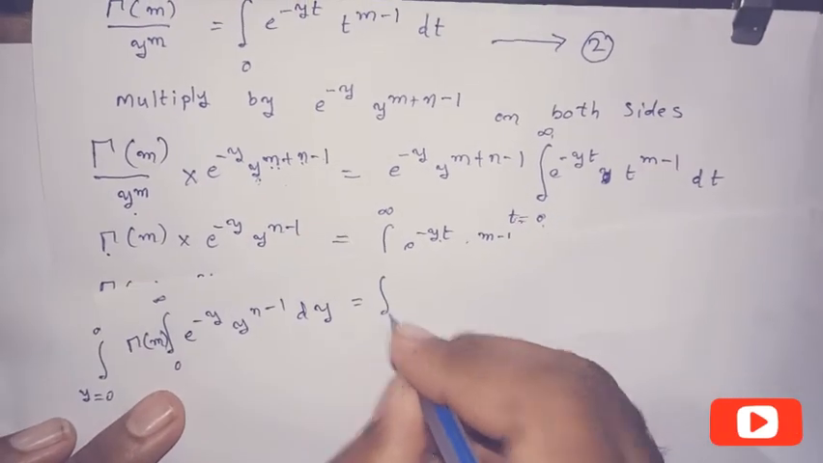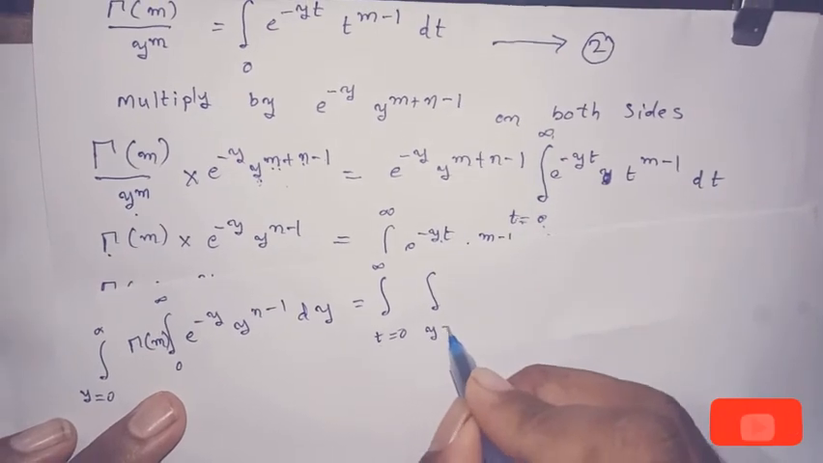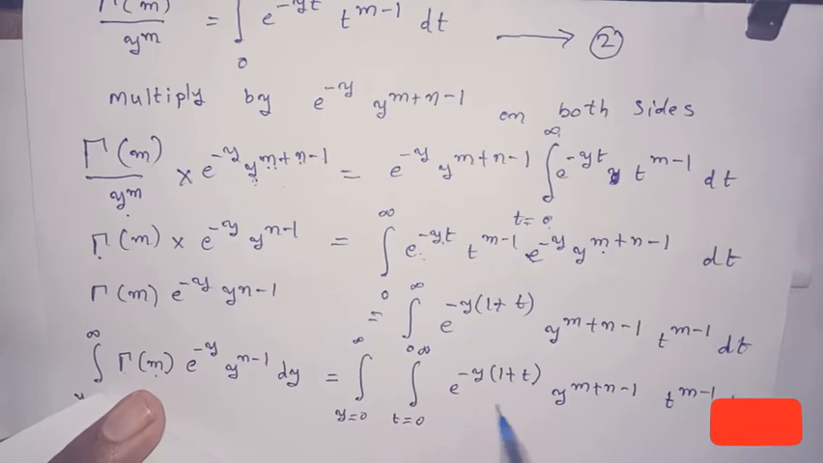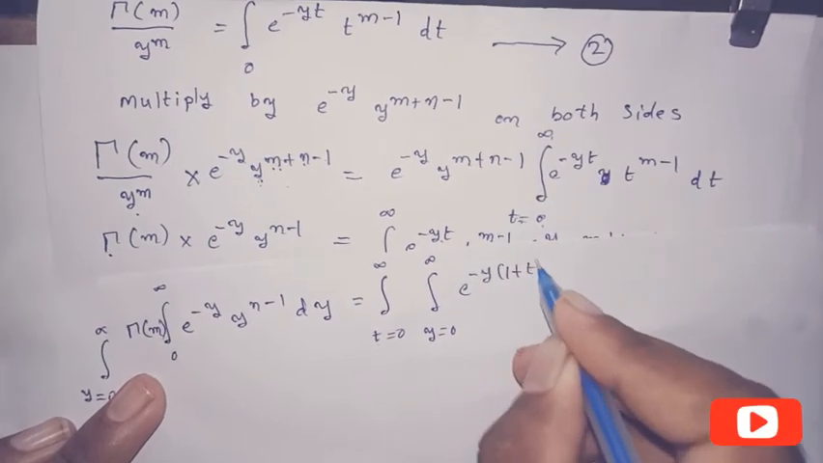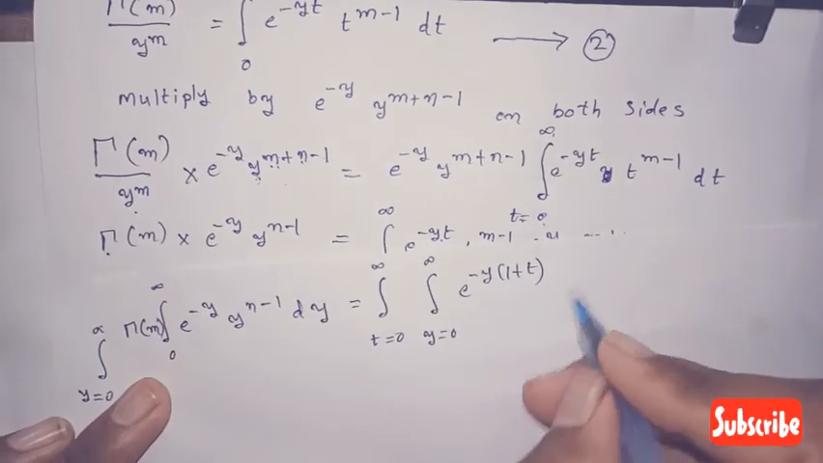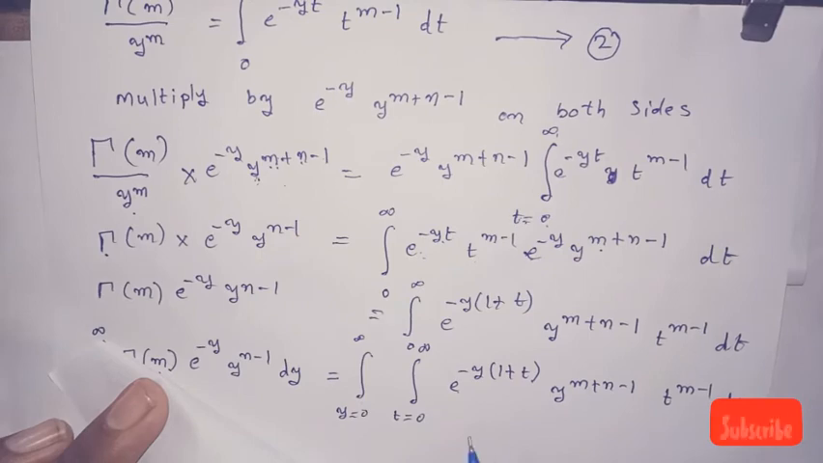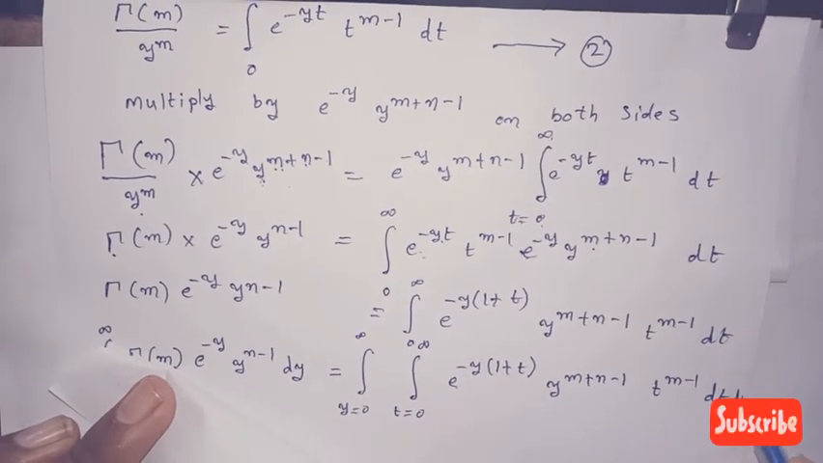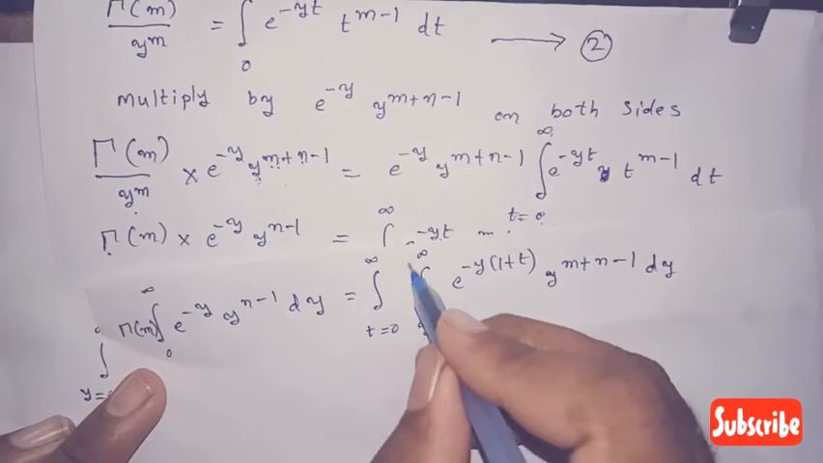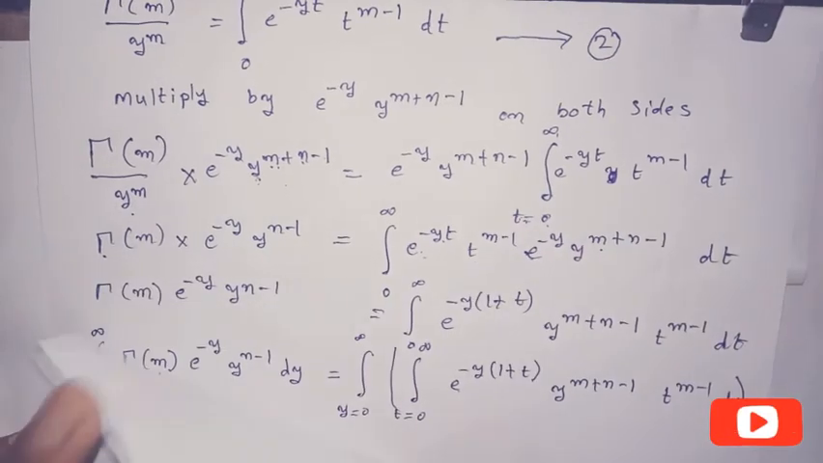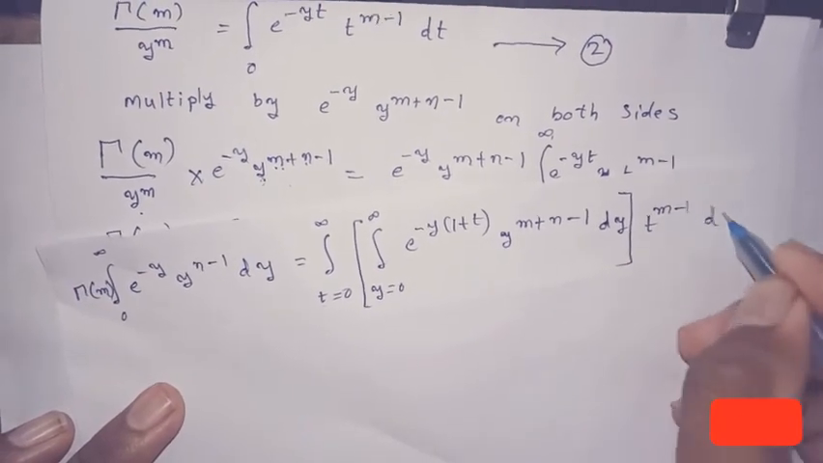integral with the limits t equals 0 to infinity, instead of x equals 0 to infinity, and y equals 0 to infinity, of e power of minus y into 1 plus t, y power of m plus n minus 1 dy, into t power of m minus 1 dt.